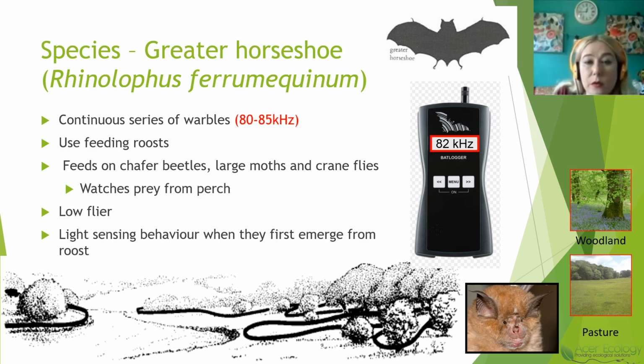So the greater horseshoe bat is easy to differentiate, because you remember the lesser horseshoe bat is only 5 grams, the greater is about 30 grams, the lesser has 110 kilohertz, whereas the greater has 85, and they sound kind of similar.